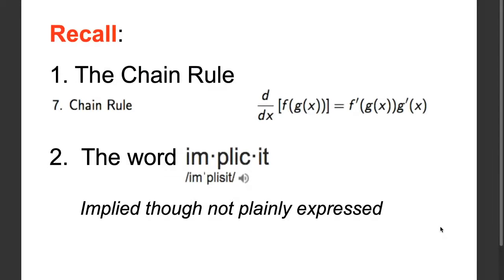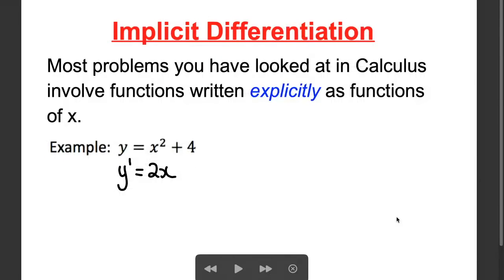So we're going to use two things. First of all, we're going to be using what's called the chain rule. So remembering the chain rule back when we were learning our derivative rules, if we have a function and an inside function, then we always just tag on the derivative of the inside function after we've taken the derivative of the original function. And then also the word implicit. The word implicit means implied though not plainly expressed, where explicit means that things are pretty clear. And like I said, up until now, most of the derivatives that we have calculated have been functions that have been explicitly written as functions in terms of x.